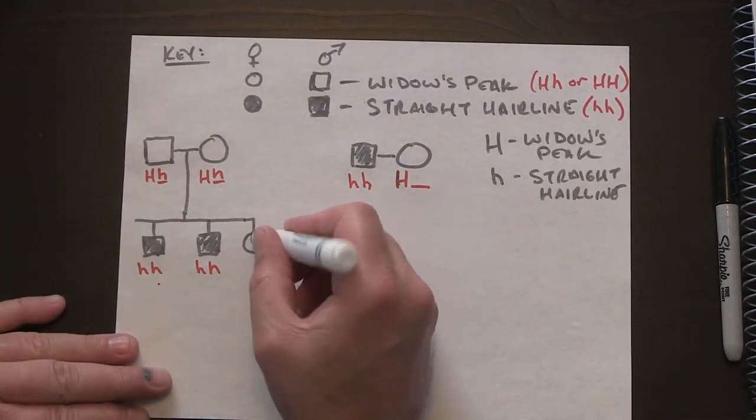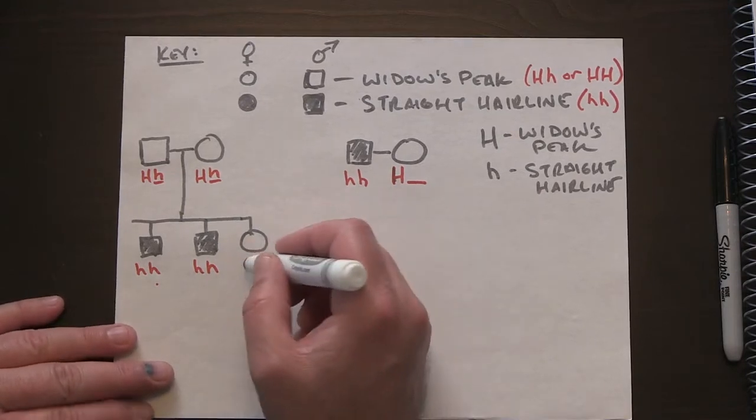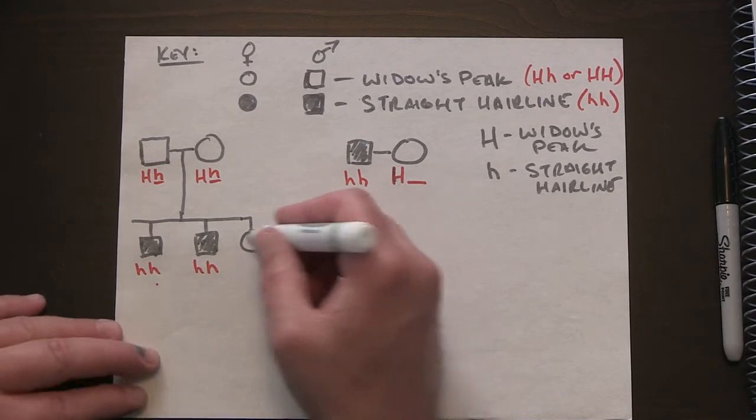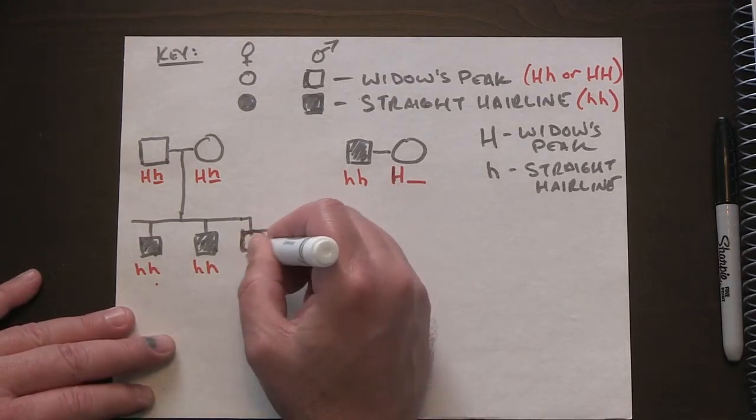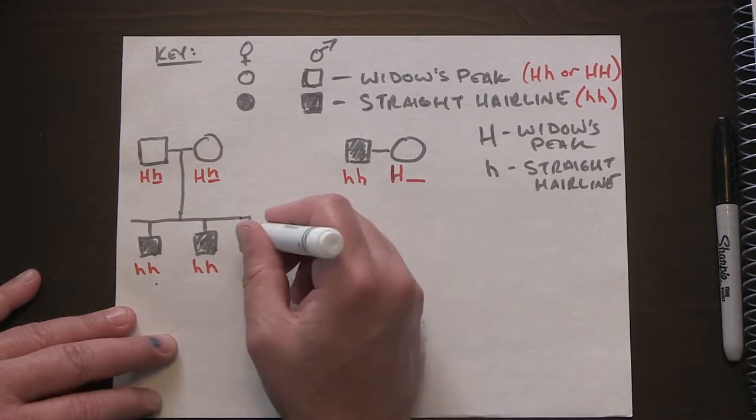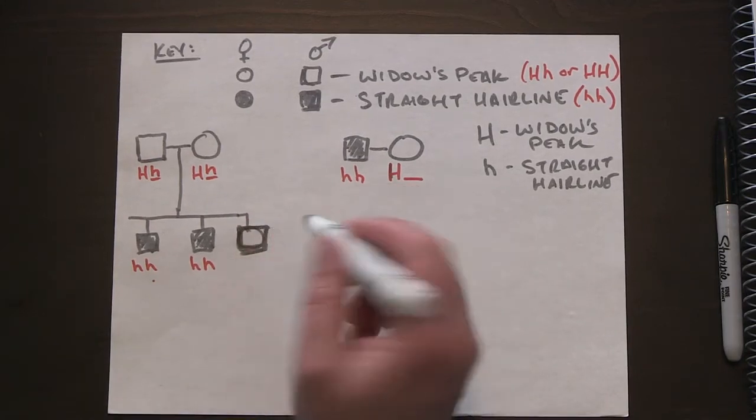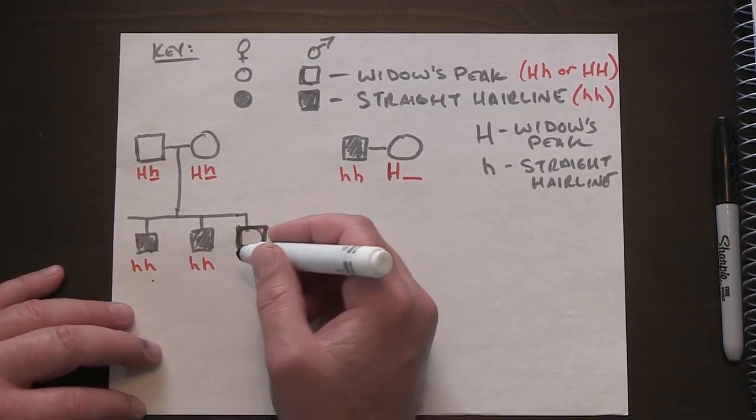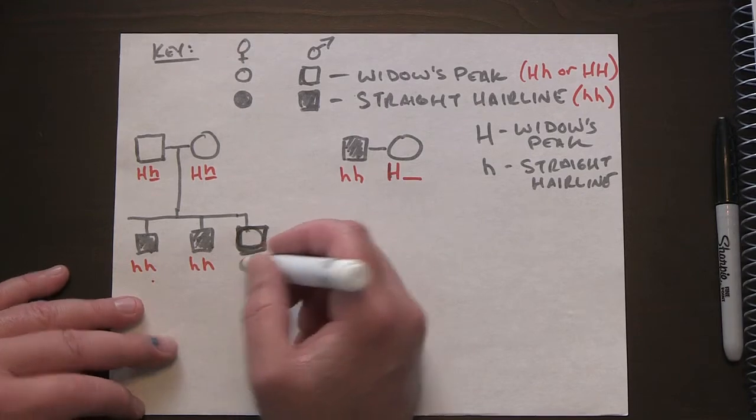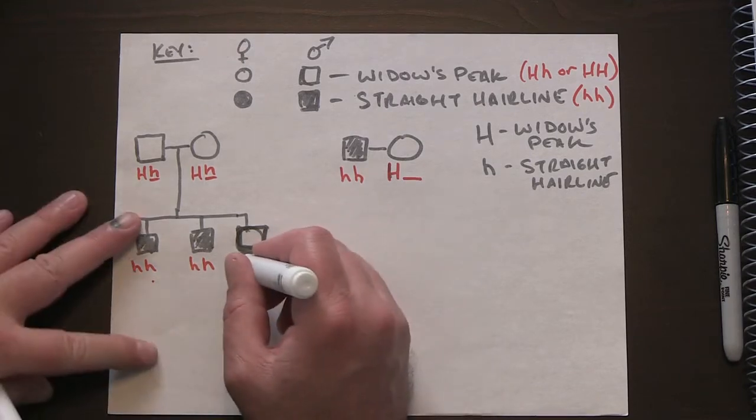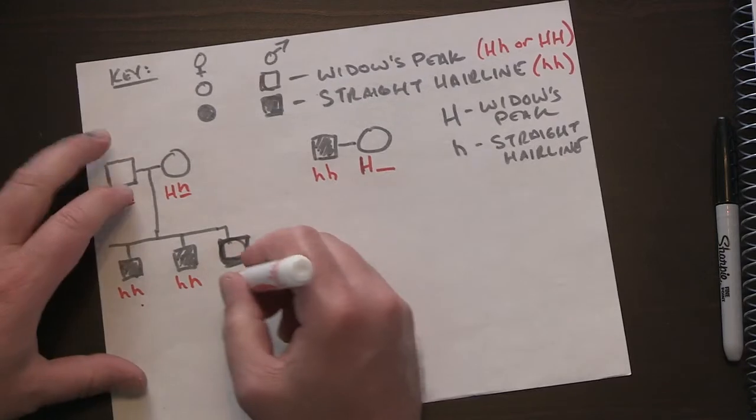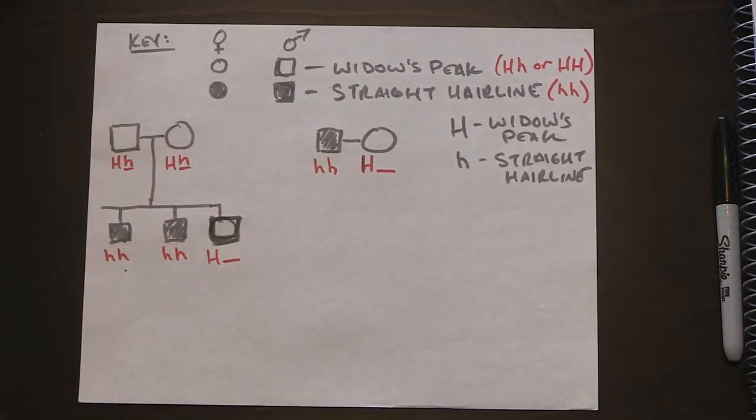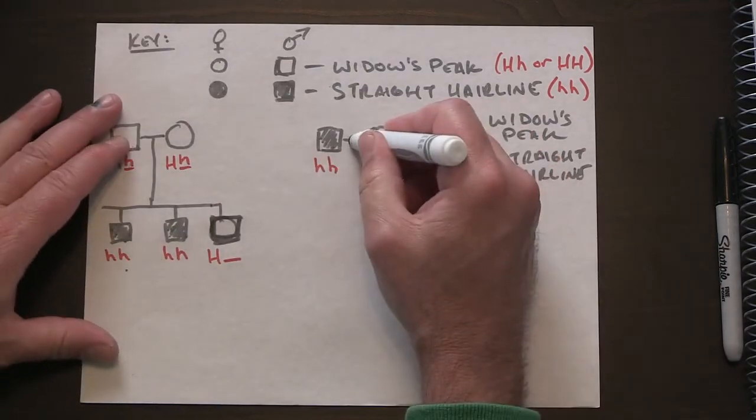Here, this widow's peak daughter. I'm sorry, this is also a boy. It doesn't really matter that much. Well, it will when we get over to this side. So this is a widow's peak son. And we know that he has got to be, well, we don't know, I guess. He could be H_. Let's just say we don't know. Okay, let's look at these two over here.